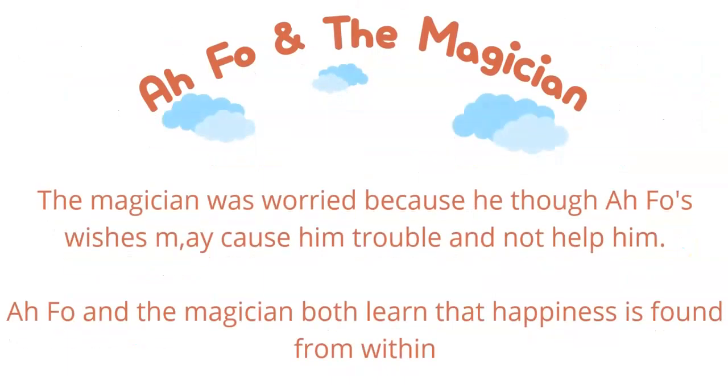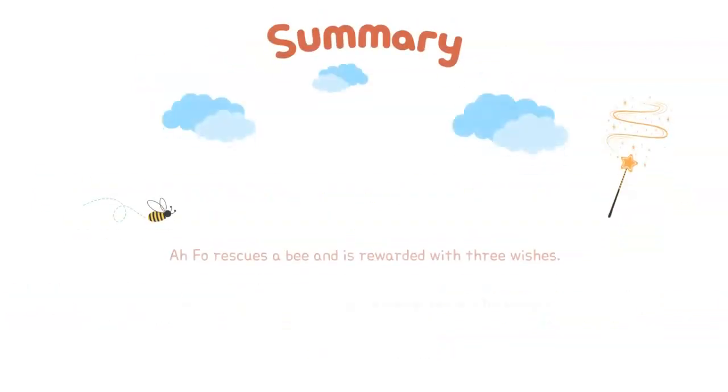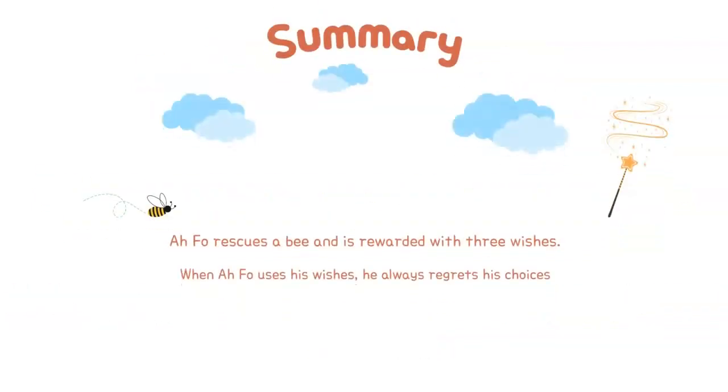So Afo and the magician, let's talk about their relationship. The magician was worried because he thought that Afo's wishes may cause him trouble. Afo and the magician both learn throughout the story that happiness is found from within. And a summary: Afo rescues a bee and is rewarded with three wishes. Another summary of this short story could be that when Afo uses his wishes, he always regrets his choices.